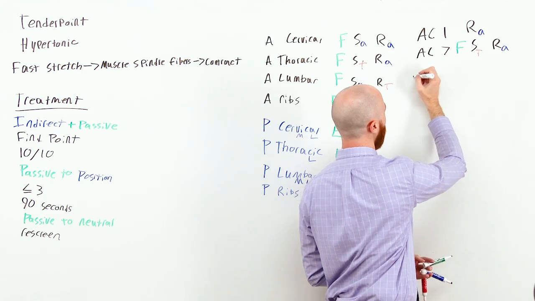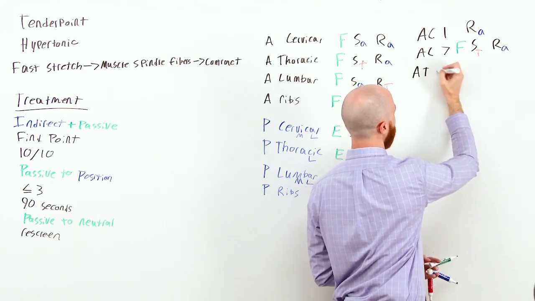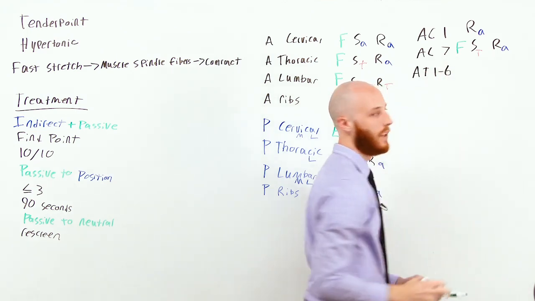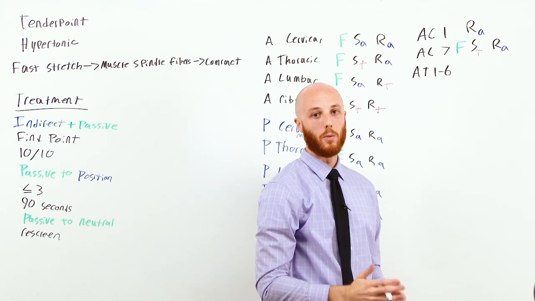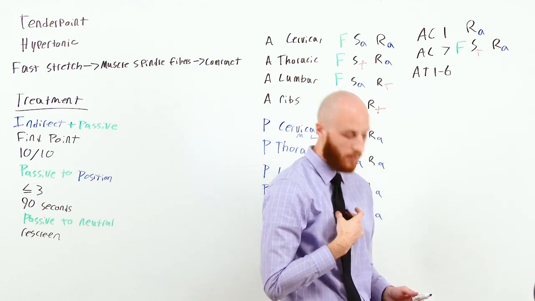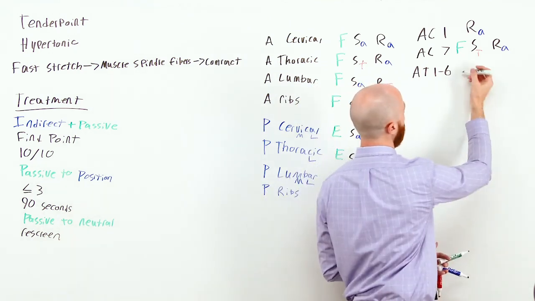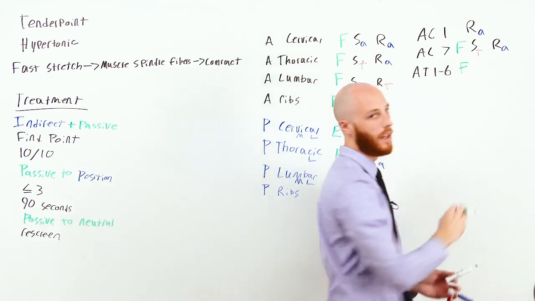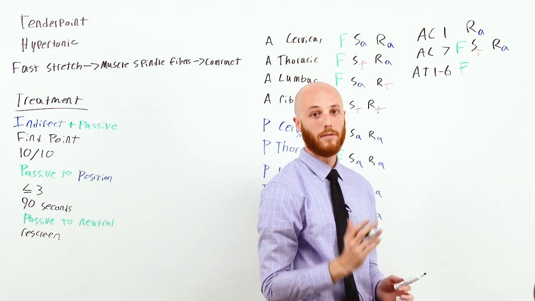The next maverick point is going to be anterior thoracic points 1 through 6. Now when you're doing these points, there's only one motion that you need to do. It's located on the anterior side, flex forward. So all you do is flex. No side bending, no rotation, flex.